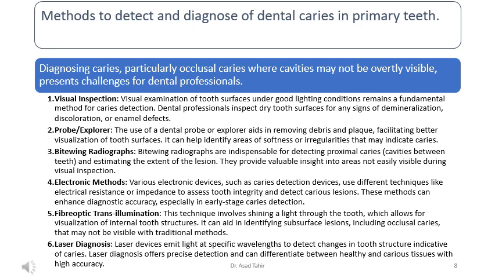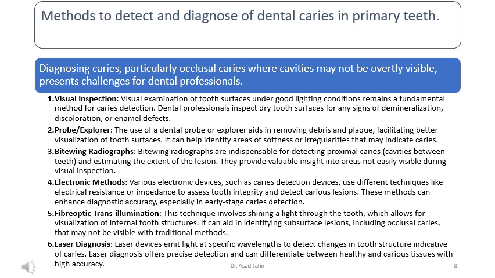Electronic methods. Various electronic devices, such as caries detection devices, use different techniques like electrical resistance or impedance to assess tooth integrity and detect carious lesions. These methods can enhance diagnostic accuracy, especially in early-stage caries detection.